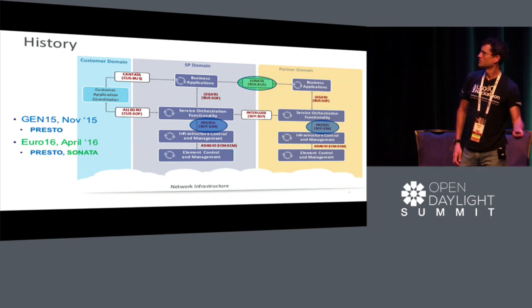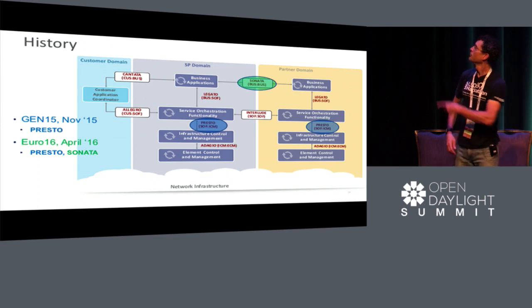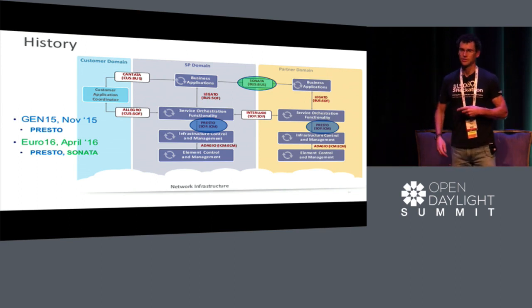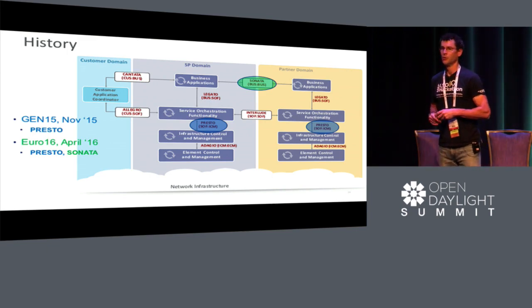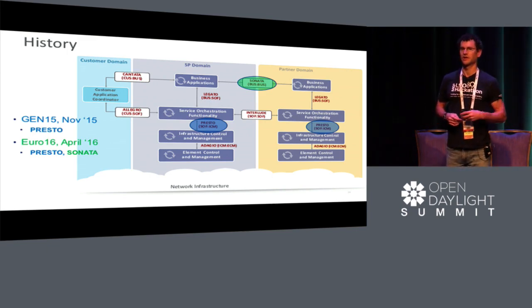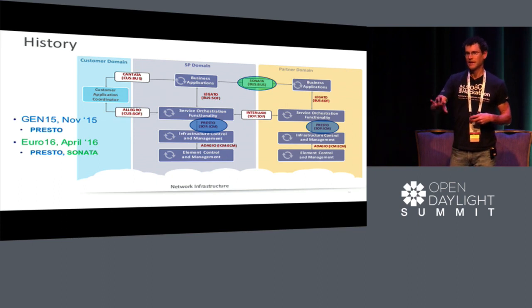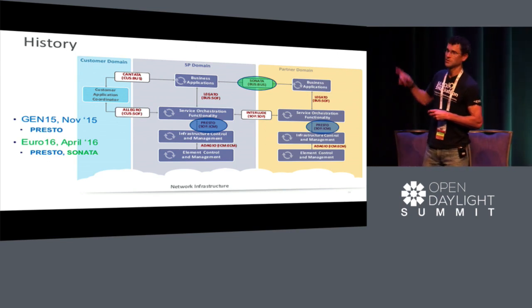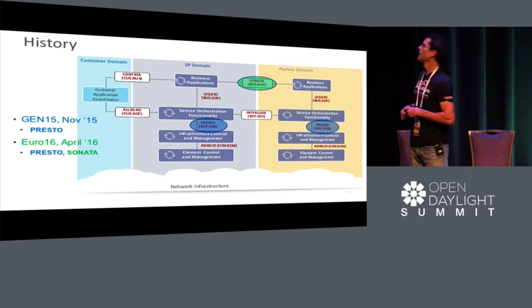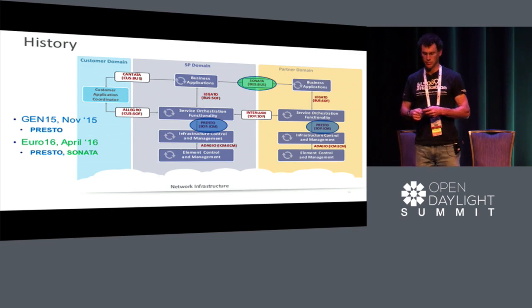Then with the second one, which was the Euro16 Hackathon in April of this year, we added the Sonata interface. This was really how one service provider would talk to another service provider when they're trying to turn up a service for a customer where they didn't have the network footprint to go end to end. And now the service providers want to be able to cooperate. That's what this API is for. And we thought it was important to bring that one into play pretty early on.